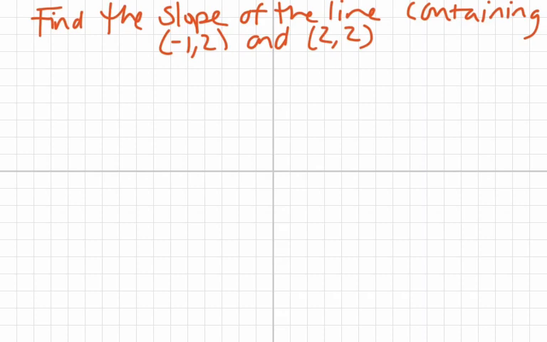All right, let's do the next one. So we have find the slope of the line containing negative 1, 2 and 2, 2. So again, we're going to approach all of these with the graph and with the formula because it's so important that you're connecting the two together. So we have the point negative 1, 2, which is right here, and the point 2, 2, which is right here. And what you should notice about that is that that is a horizontal line.